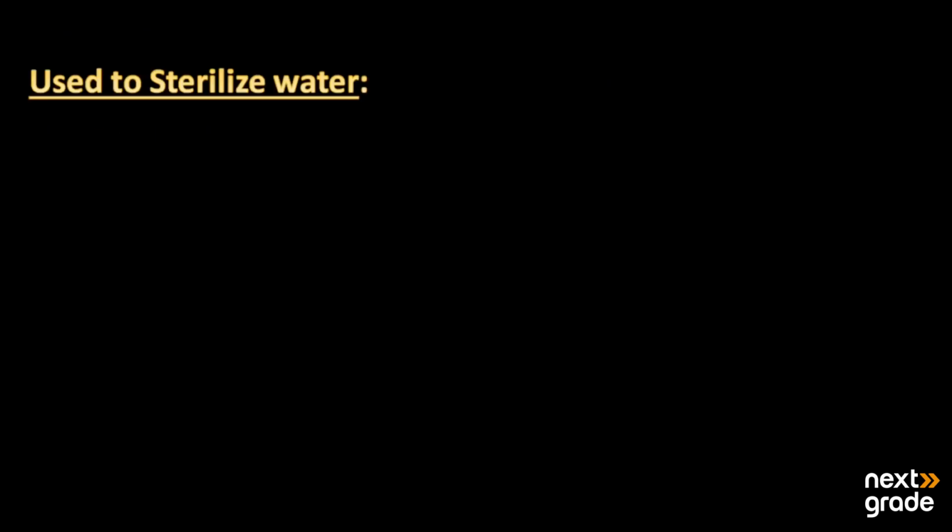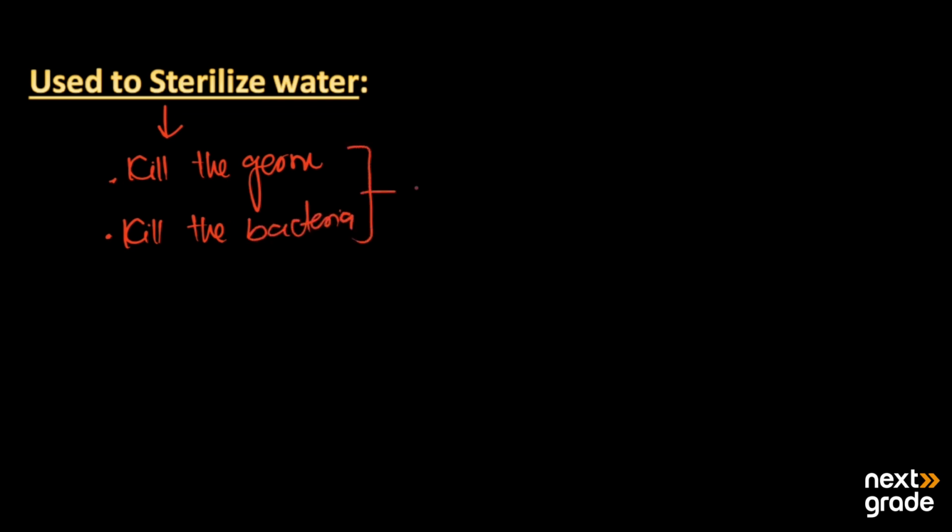After this, we have its third use. It is used to sterilize the water. Now, what does sterilization of the water simply mean? Sterilization of the water means to kill the germs or to kill the bacteria that are present in water.